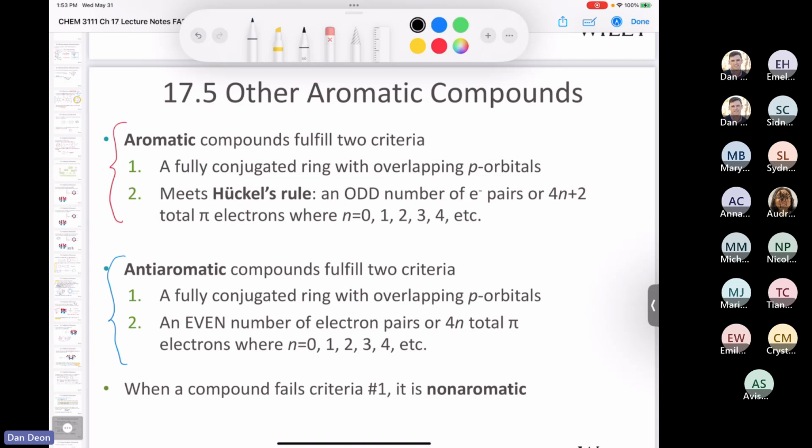Let's just draw our cyclobutadiene, right? You've got a fully conjugated ring with overlapping p orbitals, but you have an even number of electron pairs, or 4n total pi electrons, where n is equal to 0, 1, 2, 3, okay? So 4n is an anti-aromatic number, or it's not a Huckel number. So when a compound fails criteria number 1, if it doesn't have a continuously overlapping system of p orbitals, it's considered to be non-aromatic.